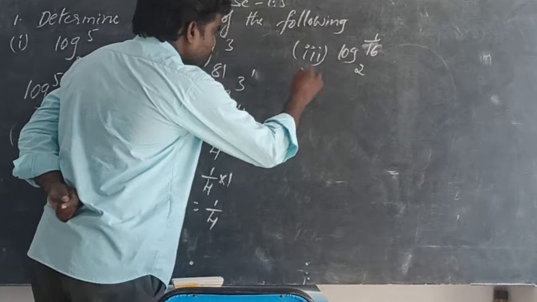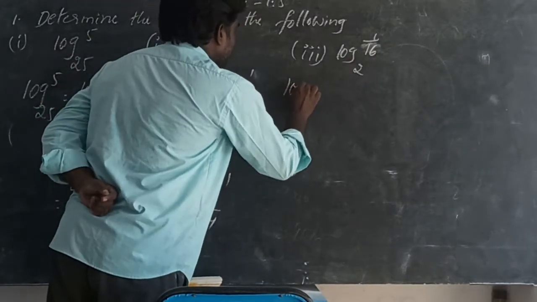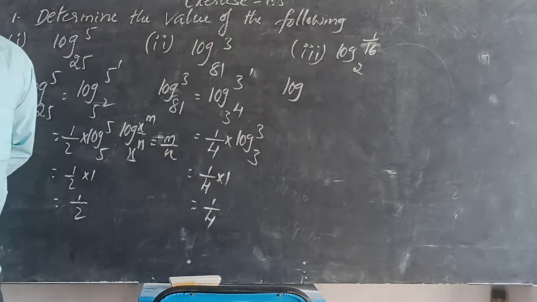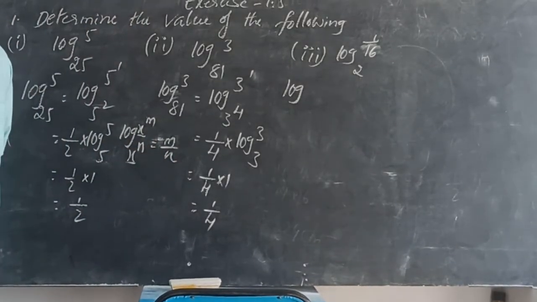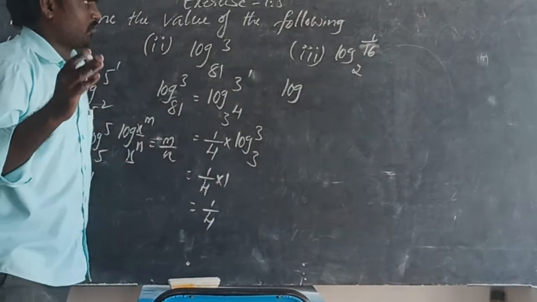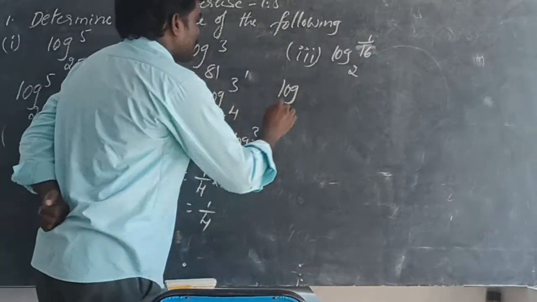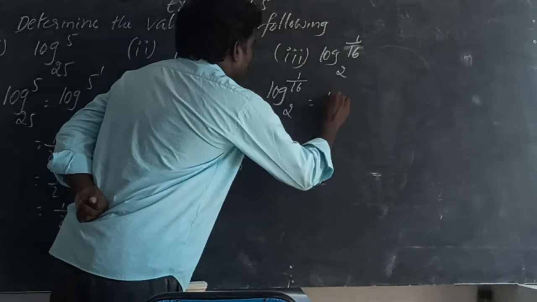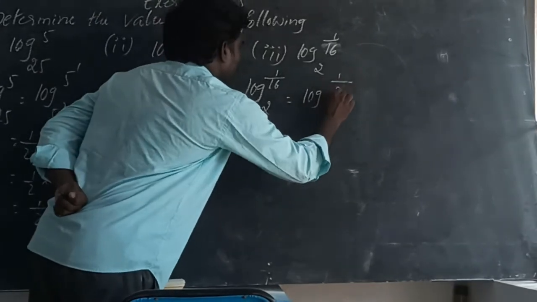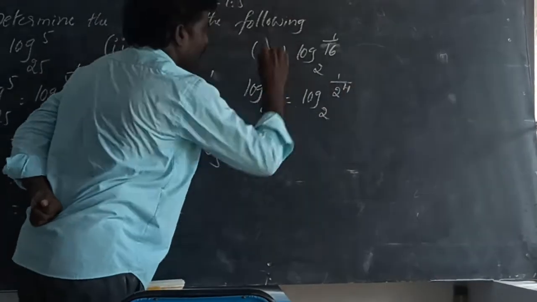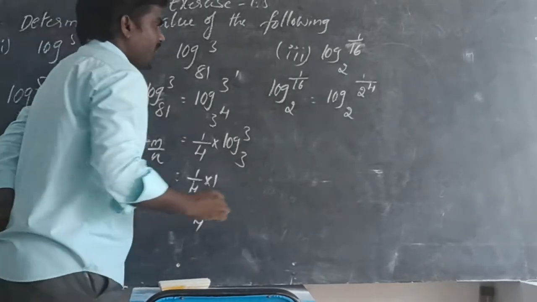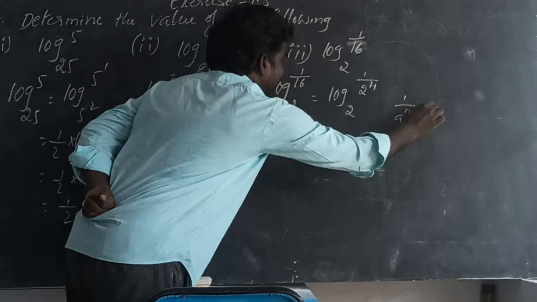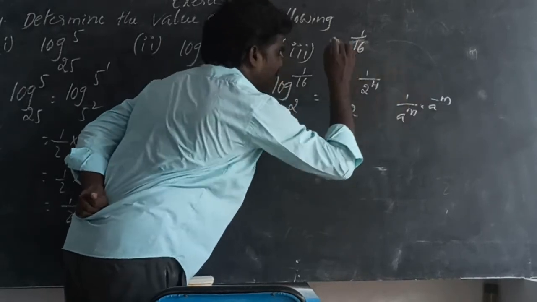Next, the third one, log 1 by 16 base 2. How can we write 16? 2 into 2 into 2 into 2. 2 times 2 is 4, 4 times 2 is 8, 8 times 2 is 16. So 1 by 16 base 2, here log 1 by 2 power 4 base 2. The formula is 1 by a power m, how can we write it? A power minus m.